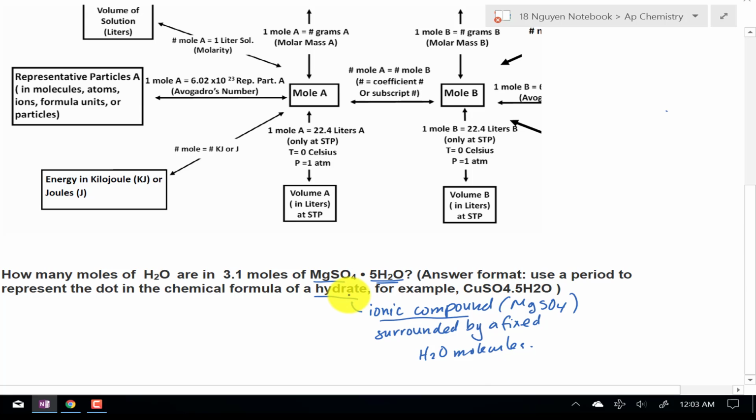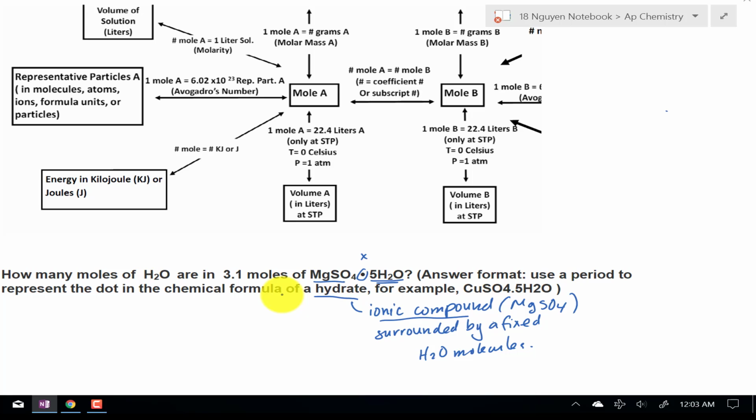And this problem has increased in its rigor because of the complexity of the chemical formula. But the approach to solve this is very similar. How many moles of water are in 3.1 moles of magnesium sulfate pentahydrate? And of course, on a computer, we use a period to represent a dot. That dot basically represents multiplication, okay? But we don't want to use the letter X. We're going to use a period to represent a dot in the chemical formula of a hydrate when we type in our answer.